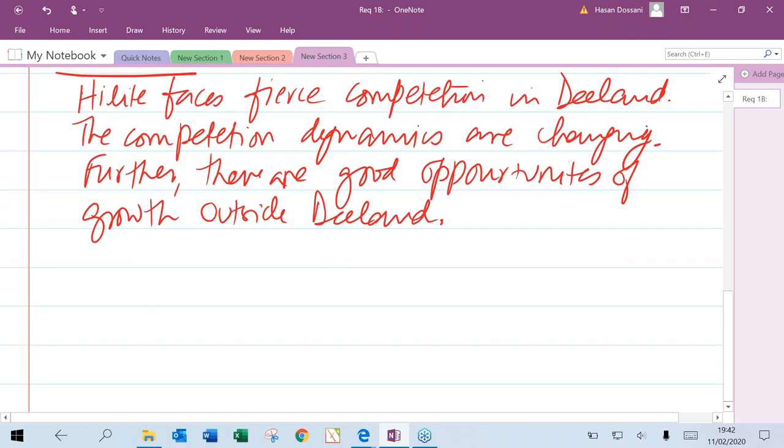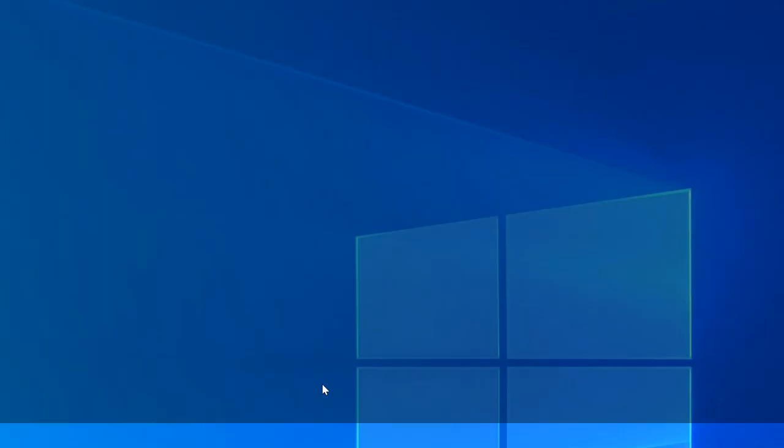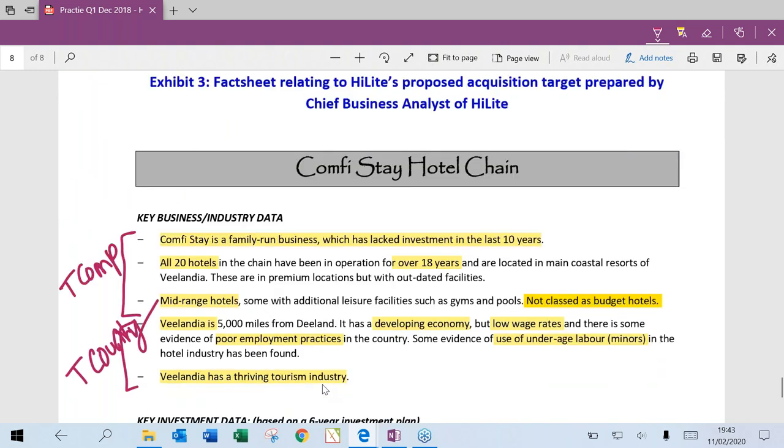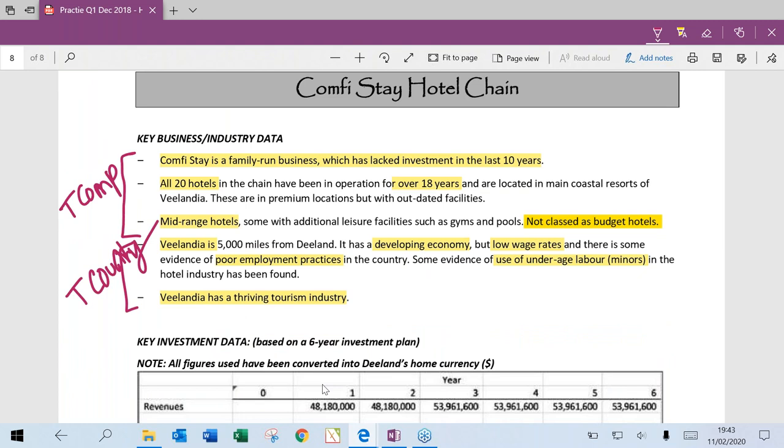Now we need to draft the second para, which should talk about the target country, which is Vilandia. So where is the information on the target country? I think it was on the fact sheet somewhere. Vilandia is 5,000 miles from D-land. It's a developing economy, low wages, poor employment practices, use of underage labor, but it's got a thriving tourism industry. So you just need to mention these sentences under the second paragraph. I would start with the positive thing, that Vilandia has a thriving tourism economy.